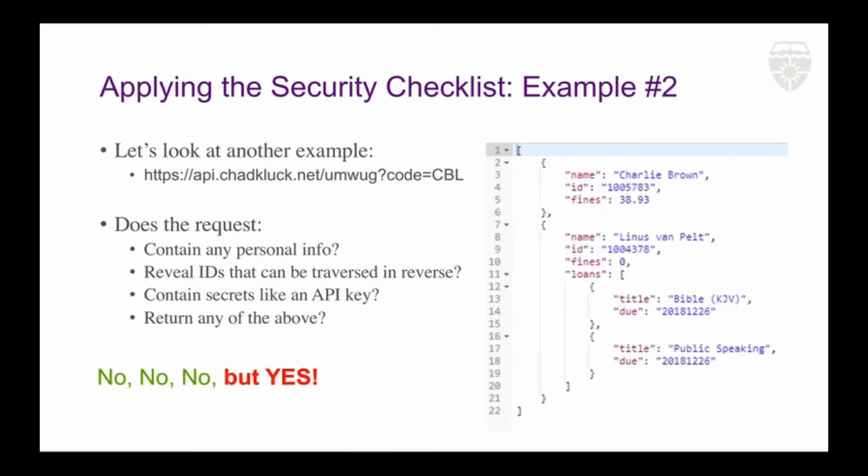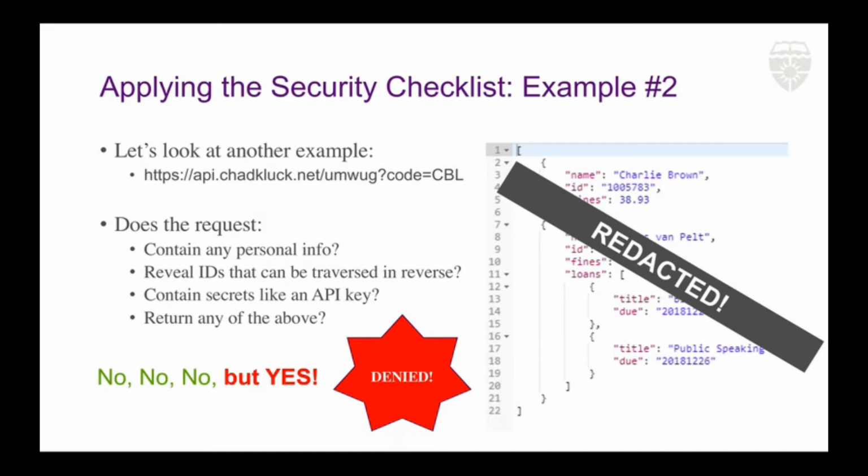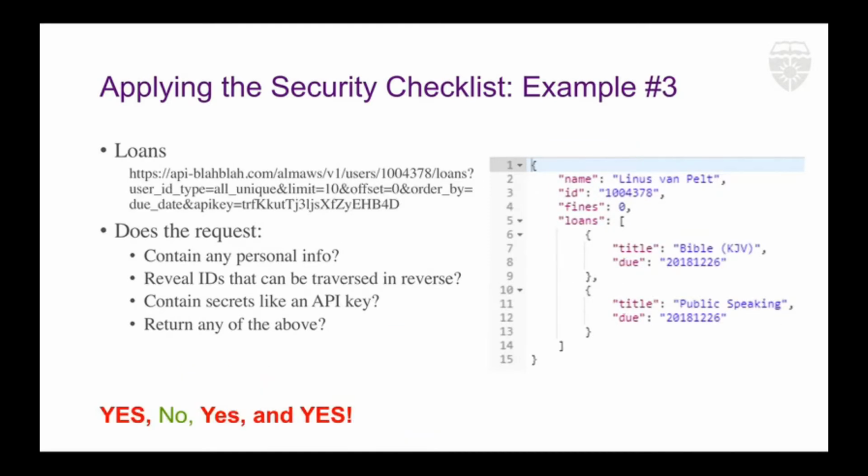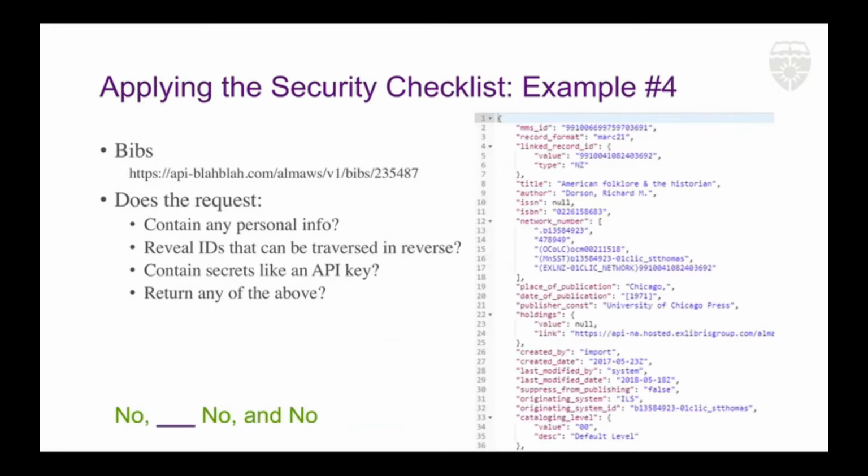Let's look at this example. Code CBL. The request does not contain any personal info, no IDs that can be traversed in reverse, no API key. Does it return any of the above? Yes. It seems pretty simple, but then all of a sudden we've got user information. So no, this would not be approved for JavaScript. Example number 3, loans. Well, gosh, now we're really getting into it. Yeah, I mean, there's an API key, stuff like that. So there's a whole bunch of stuff there. Do not use JavaScript.